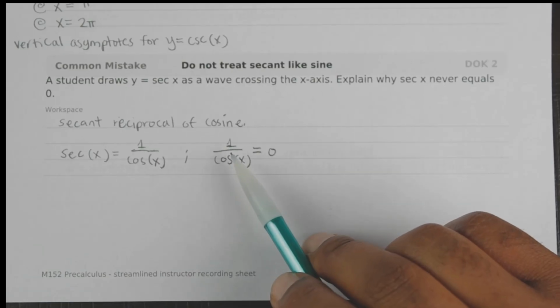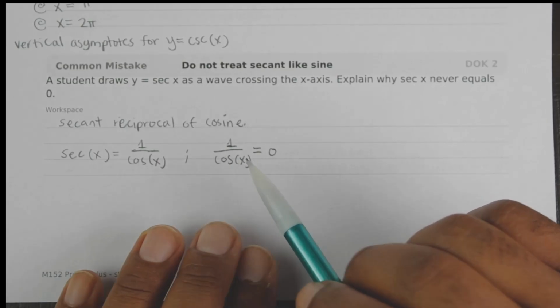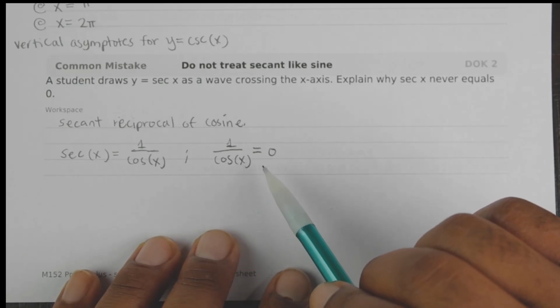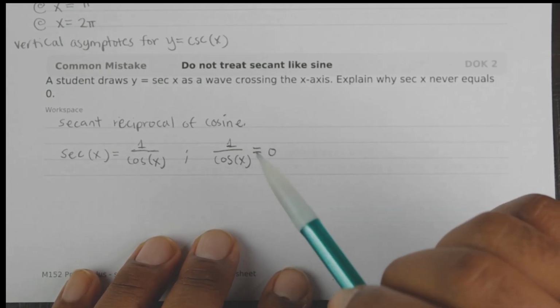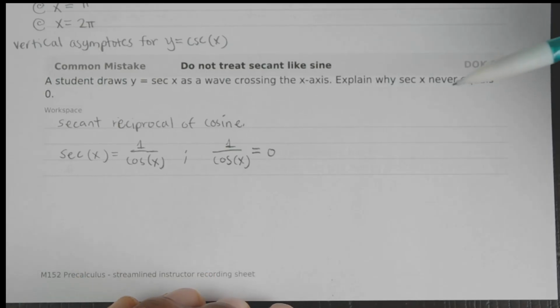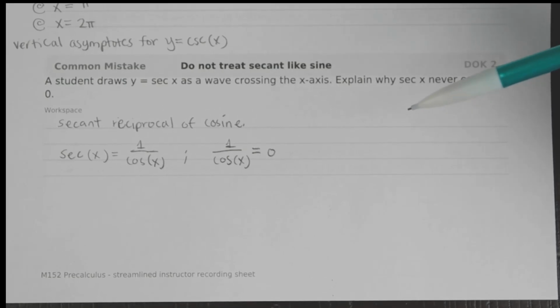So secant x can never be equal to 0. It never crosses the x-axis. Also, in addition to that, secant is undefined when the cosine equals 0, and that creates a vertical asymptote. So secant x never equals 0.